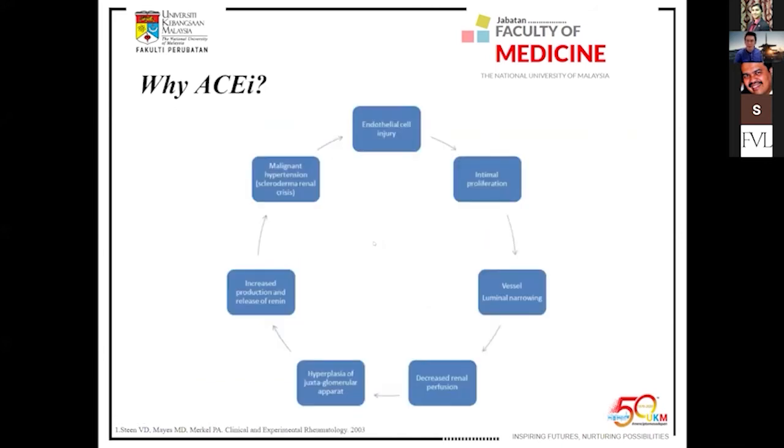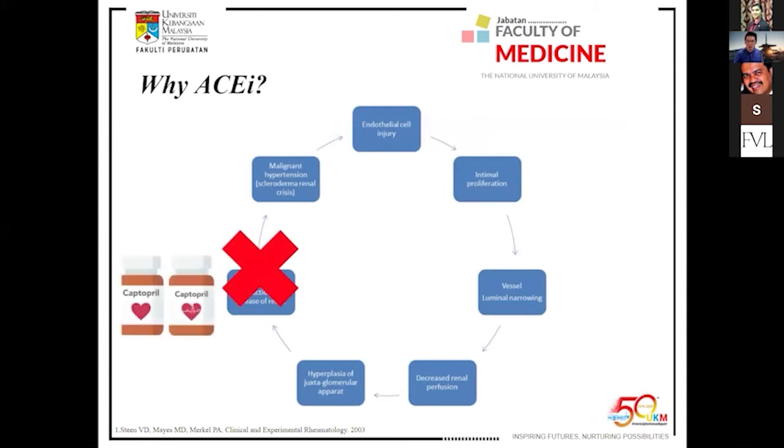Okay, why ACE inhibitor? Again, this is just what I showed in the previous slides. When you have a scleroderma renal crisis, you have a hyperactivation of the RAS system. So you give an ACE inhibitor, trying to block the renin, the RAS system. Of course, you can retard this vicious cycle, and then you might halt the development of the scleroderma renal crisis.